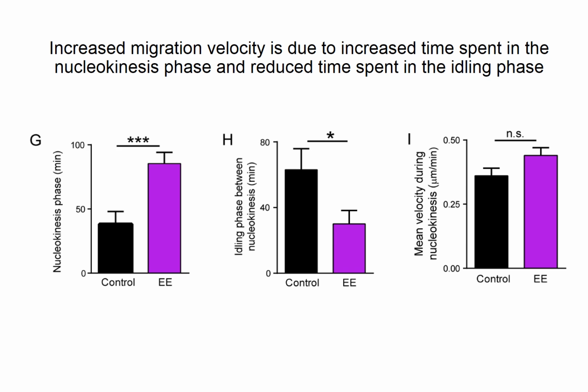So this increased migration velocity could be due to increased time spent in the nucleokinesis phase, as I told you before, because this represents a highly mobile phase. Or this could be due to increased velocity during the nucleokinesis phase. Our data showed it is because of the former, but not the latter. So the enriched environment increased the time cells spent in nucleokinesis phase, at the same time reduced the idling time in between nucleokinesis, but not the mean velocity during the nucleokinesis phase.